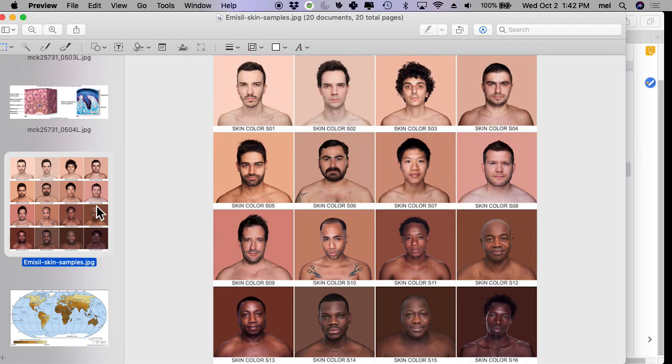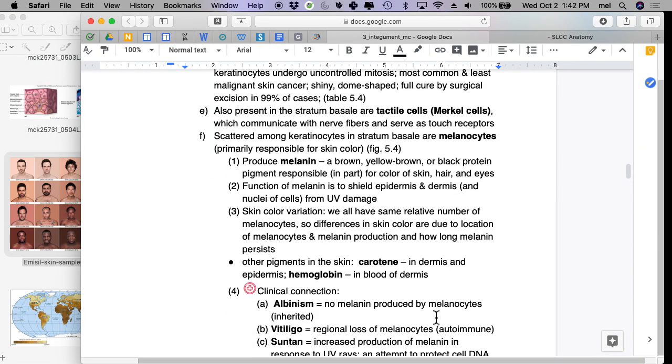So I want to talk about skin color variation and sort of the evolution behind it because it's kind of interesting.